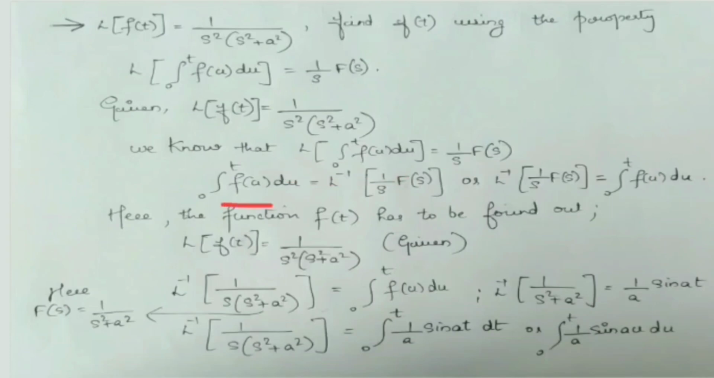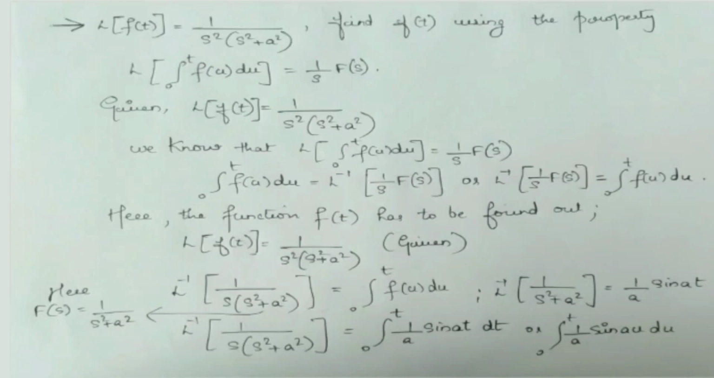So integral 0 to t f of u du is equal to Laplace inverse of 1 by s f of s, right? Or Laplace inverse of 1 by s f of s is equal to integral 0 to t f of u du, or integral 0 to t f of t dt. Now, we have the function Laplace of f of t is equal to 1 by s square into s square plus a square. Now, in order to find out the f of t value, we have to take the Laplace inverse of this function, that is 1 by s square into s square plus a square.